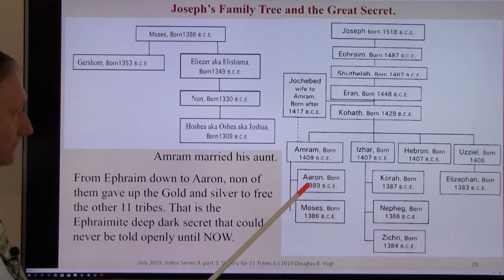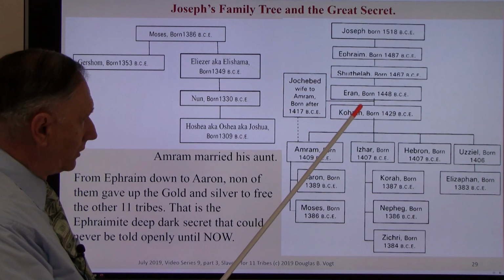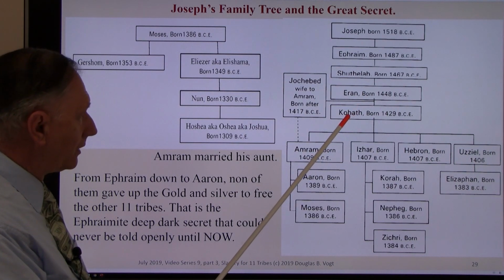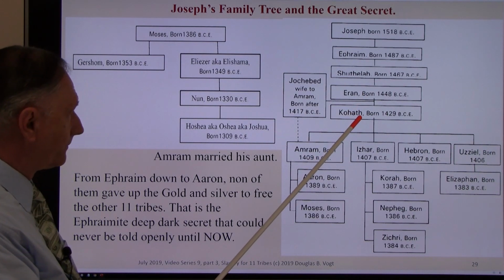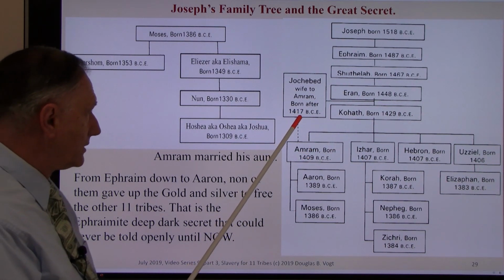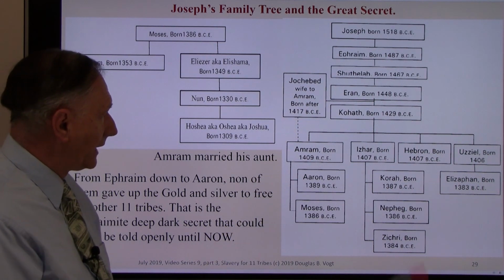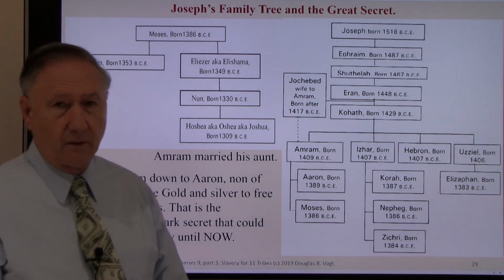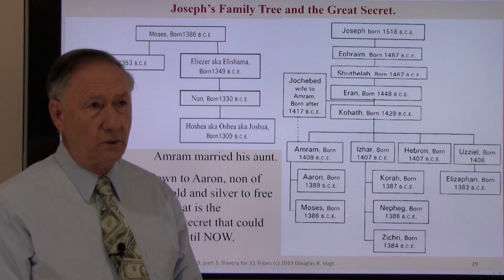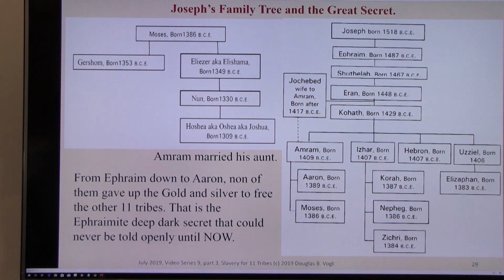Amram married his aunt. Yochebed was the daughter of Aaron, the sister of Korath, and that's who he married. She was married, I estimate, 1417. He was born 1409. She was about 8 years older. No big deal. My grandfather married somebody. His first marriage she was 10 years older than him. Nice Irish woman. Died from TB.